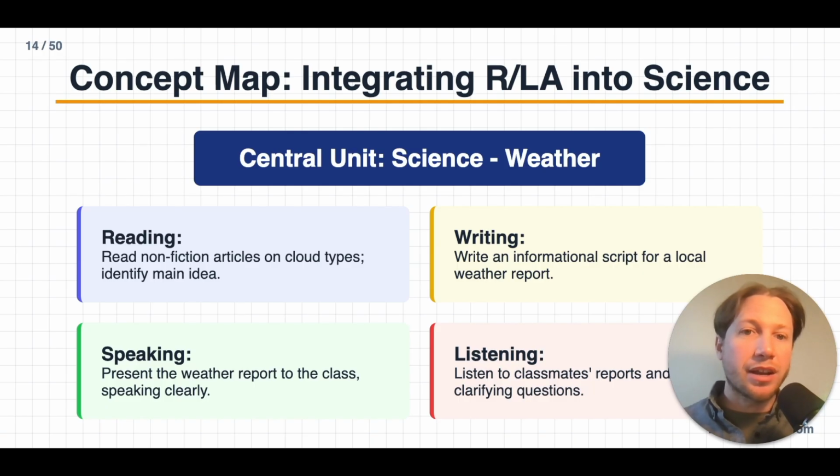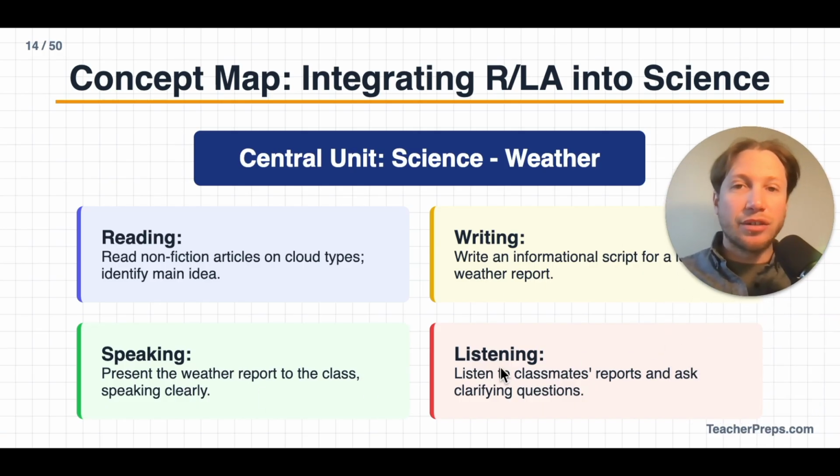So that might be reading, writing, speaking, and listening. And again, I have the four modalities right here, where if it's for reading, we might use nonfiction articles. For writing, we might ask them to write their own weather report on the town that they live in. If it's speaking, then they might present that weather report. And if it's listening, then it might be teaching the students to listen actively and then ask clarifying questions to their peers in order to identify that they are both listening, learning, and engaged in the listening process.